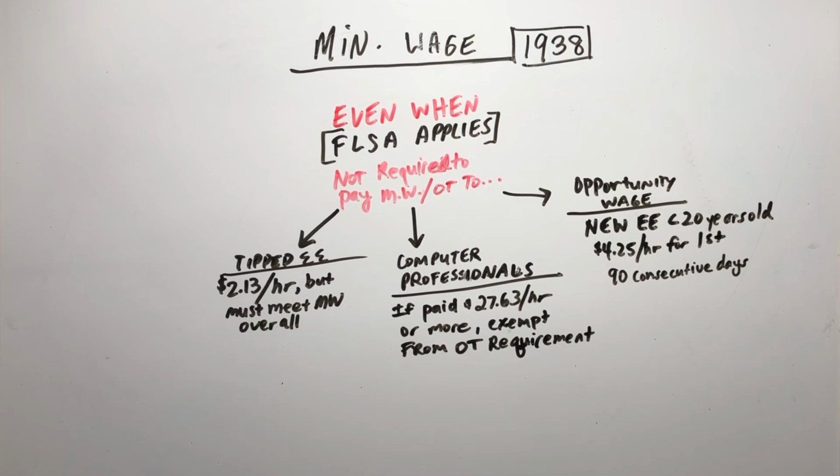But the employer can't hire these particular workers to reduce their payroll costs. In other words, they can't get rid of people for the purpose of hiring these folks so that they can pay them less. Now, this pretty much sums up our discussion of the federal wage and hour laws.